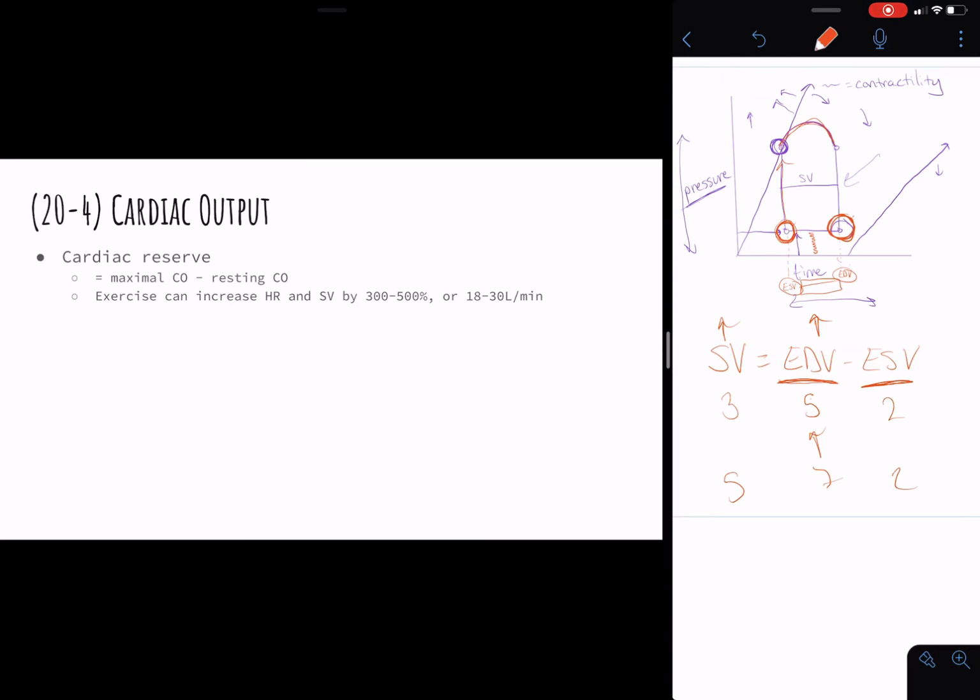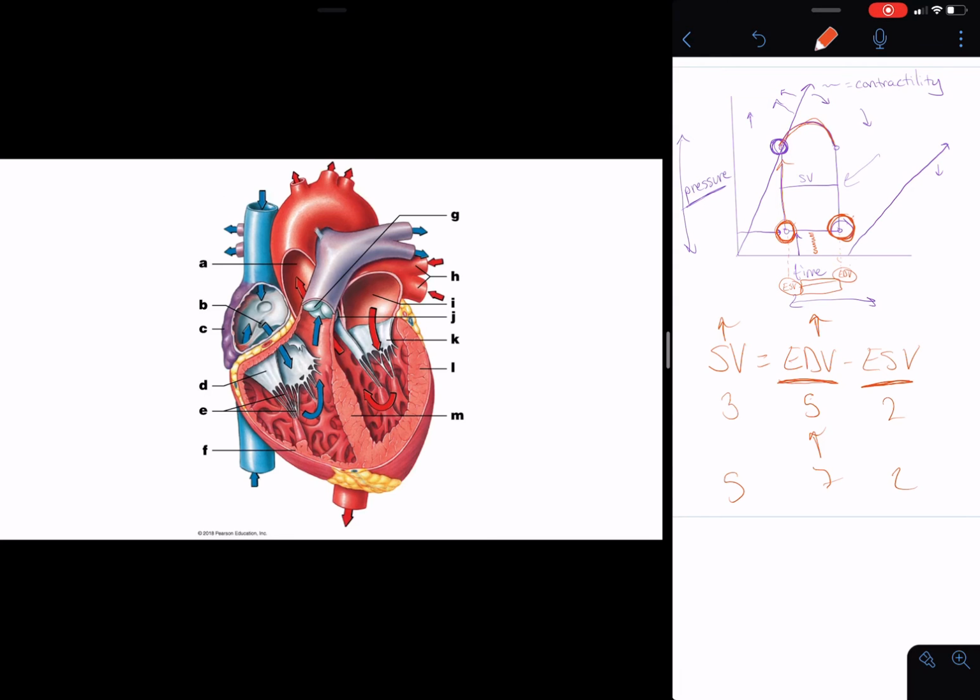And then when they're running, it's probably going to be a lot greater than what an average person's maximal cardiac output would be. So anyway, we don't expect you to be able to calculate this. We just expect you to understand what cardiac reserve is definitionally.